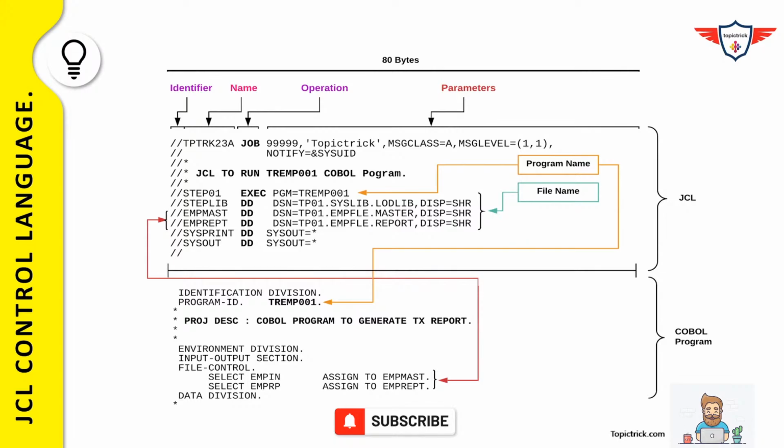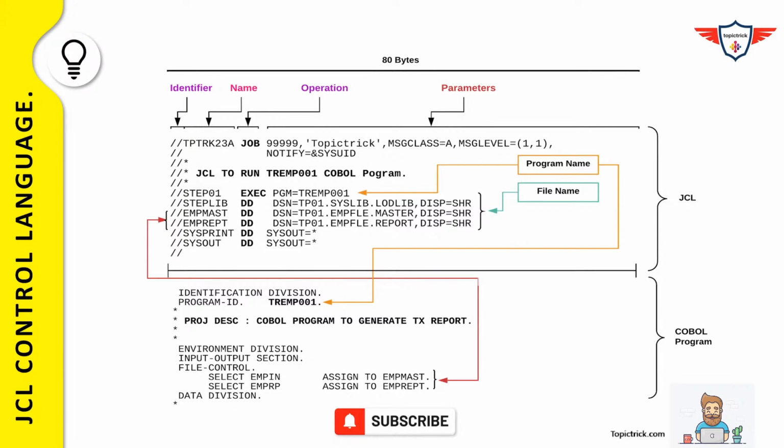After that you have DD statements EMPMAST, that is the employee master file, and EMPREPT, that is the employee report. These are the two files, one is an input and the other one is an output file, and they are used as they are in the COBOL program. If you see the file control section of the COBOL program mentioned in the bottom section, you have the first file, EMPIN. This is a file name which is mapped to EMPMAST of the JCL, right? And after that you have SYSPRINT and SYSOUT. These are the two DD statements used to specify where you want to print your job related messages.